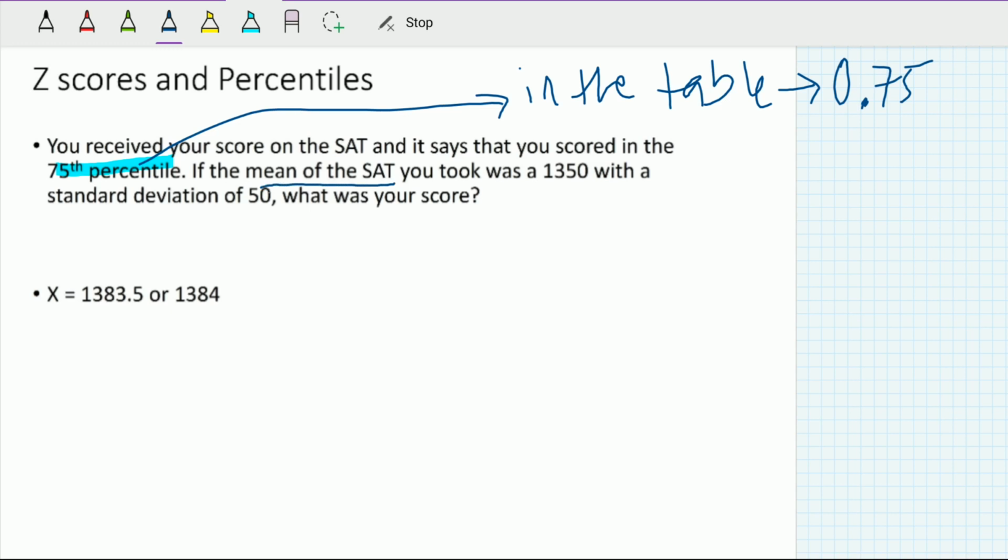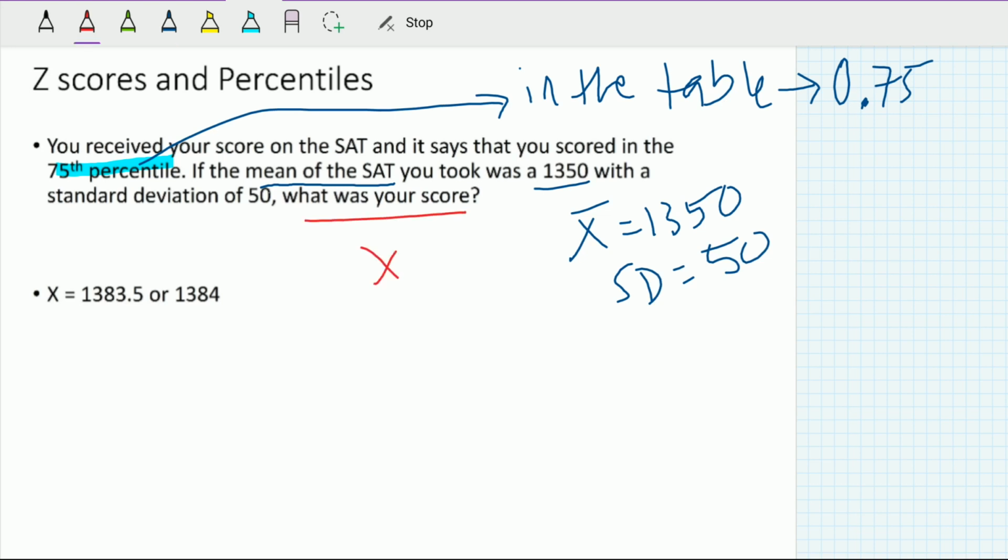If the mean of the SAT you took was 1350, so mean is 1350, standard deviation of 50. What was your score? So we're actually looking for the raw score. So that's what we're looking for. Okay, notice that the answer is here already, so let me just ignore that for right now and let's see if I can get to it.